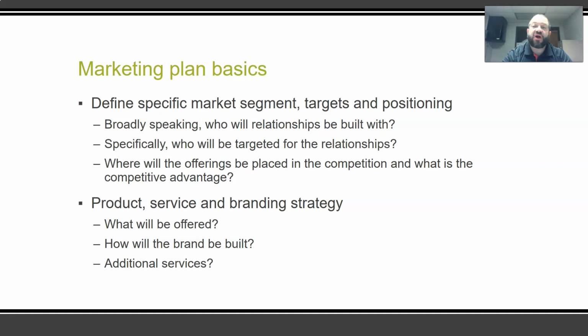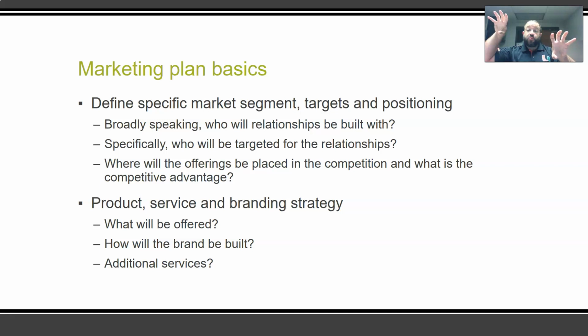Who is specifically targeted for the relationships? Who specifically is targeted for fiber biscuits? Adults concerned about their health, right? Will the offerings be in place in the competition, right? And what is the competitive advantage? All right. What makes Malt-O-Meal cereals? If you're familiar with Malt-O-Meal, they're like the Fruity Pebbles that wants to be Fruity Pebbles, but not quite Fruity Pebbles, right? What do they offer, right? Well, are they offering the same taste, the same texture, the same eating experience as the real Fruity Pebbles?